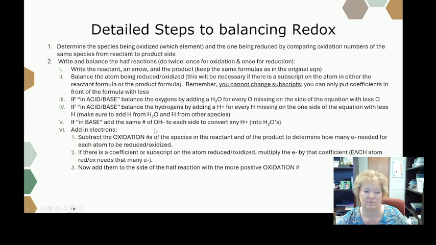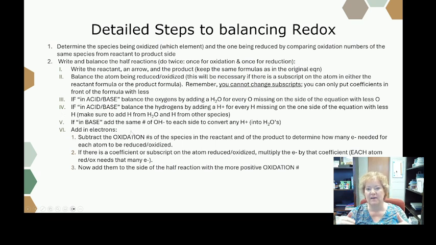We might do one base one, but I've asked you some acidic ones on the homework. By the way, fun fact, I won't ask you to balance in acid or base on the test, just on the homework. So you will have to do the rest of this, but steps 3 and 4 I won't make you do on a test.